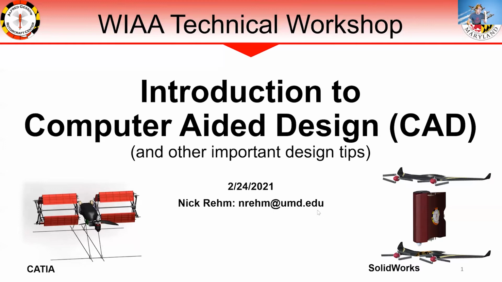I am the graduate technical chair with WIAA, and we'll be talking about computer-aided design and some important design tips that I think are important to share with you. This thing in the bottom left corner is called a cyclocopter. It's a hovering MAV, micro aerial vehicle, and that's a CAD model in CATIA. CATIA is a little more daunting than other CAD programs. And to the right, that's a broken out version of a quad rotor biplane, which is a VTOL type unmanned aircraft. That rendering is done in SolidWorks. Everything was done in SolidWorks.